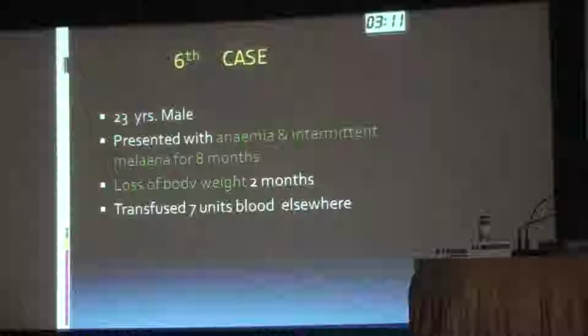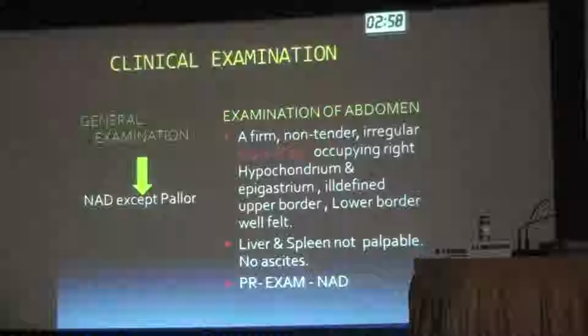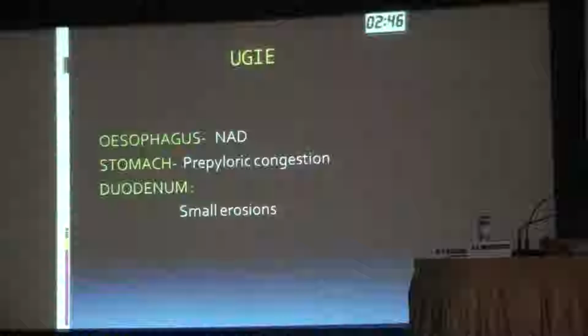Second case was a 23-year-old male presented with anemia and intermittent melena for 8 months. There is a loss of body weight for more than 2 months, and patient was transfused 7 units of blood. General examination was normal. An examination of abdomen revealed a 6 by 4 centimeter mass occupying the right hypochondrium and epigastrium. Upper GI endoscopy showed prepyloric congestion, and on the duodenum there were small erosions.